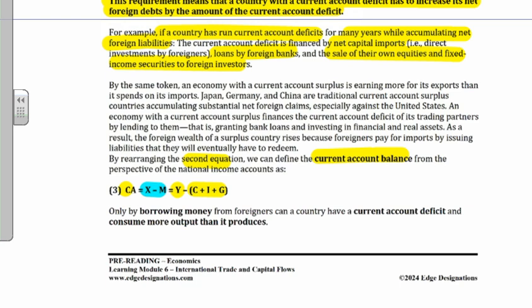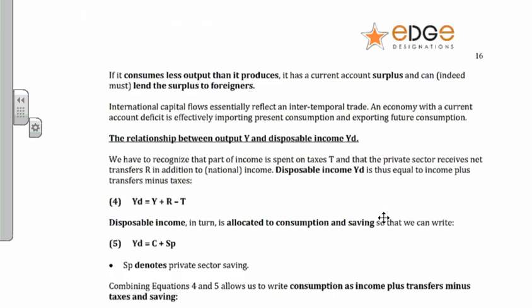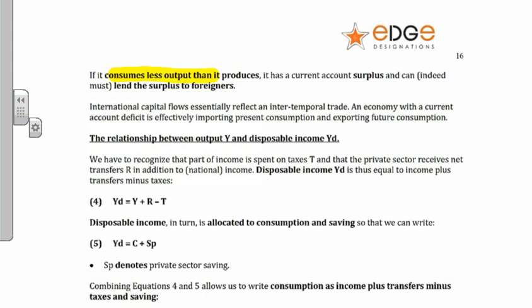And what do we say? Only by borrowing money from foreigners can you have a current account deficit. Otherwise, where would you get the money? Remember, the accounts have to balance. So if you've got a current account deficit, you're getting that money from foreigners. And then you can consume more than you produce. But remember, those are borrowings. Top of page 16. If the country consumes less than it produces, it has a current account surplus, and then it can lend the surplus to foreigners.